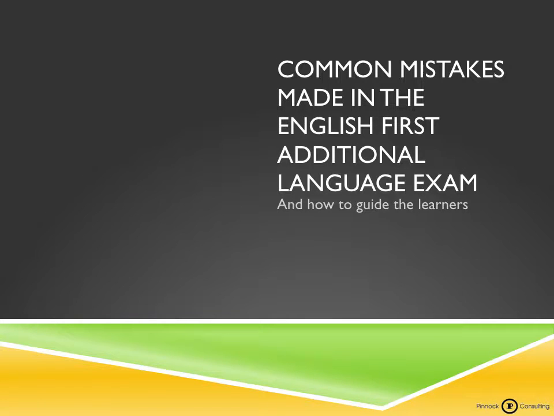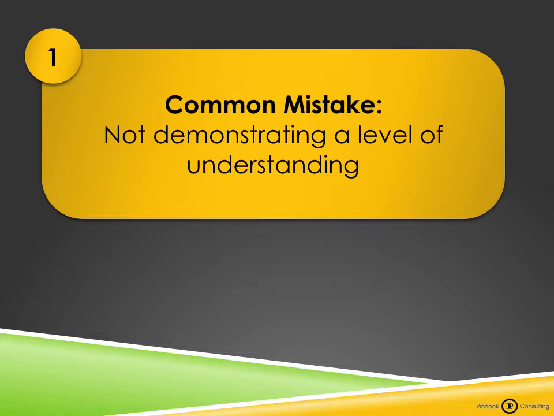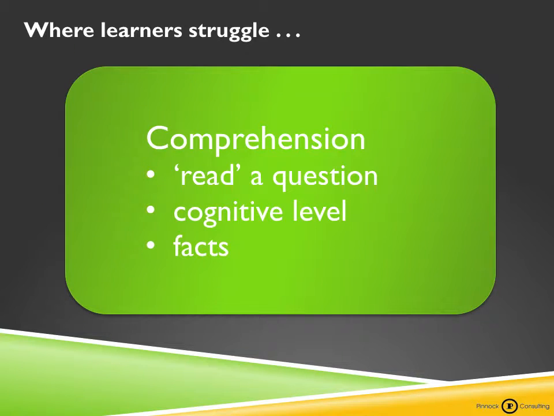There are certain mistakes that learners make in the English First Additional Language exam, as well as in their informal and formal assessments, and there are ways in which we can prevent this in the classroom and guide the learners to make sure that they do get the results that they truly deserve. The first common mistake is learners often don't demonstrate a level of understanding, particularly in areas such as comprehension, summary, and then in language usage. So let's have a look and see where the learners struggle.